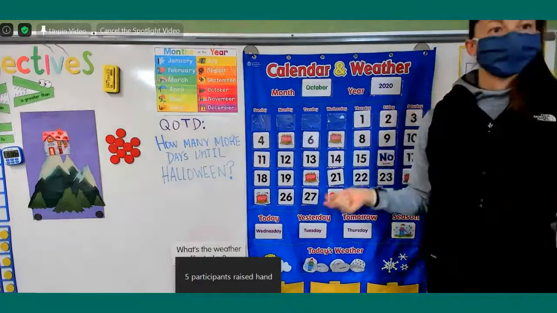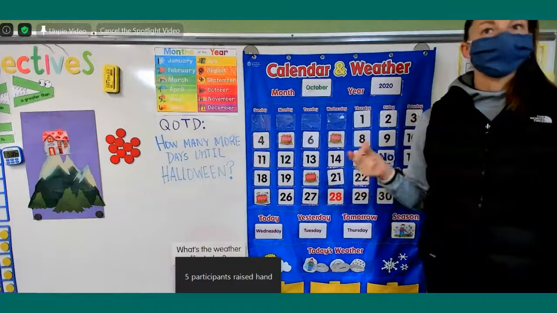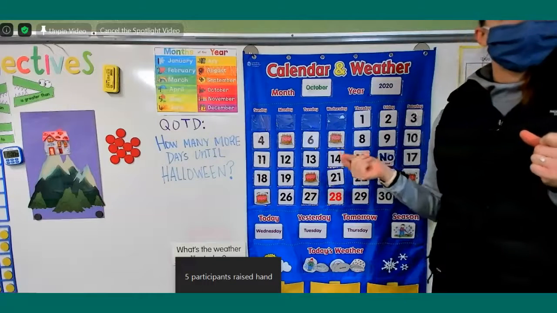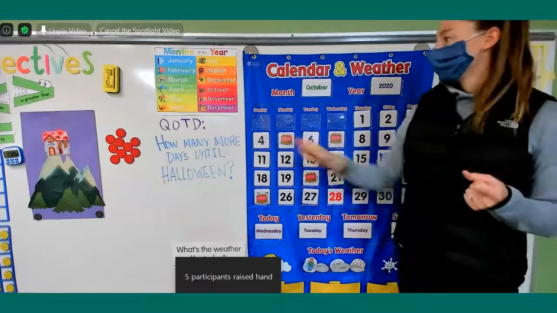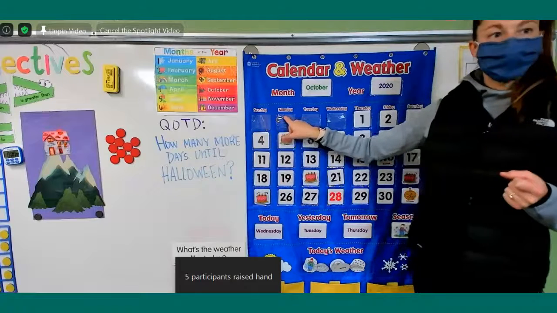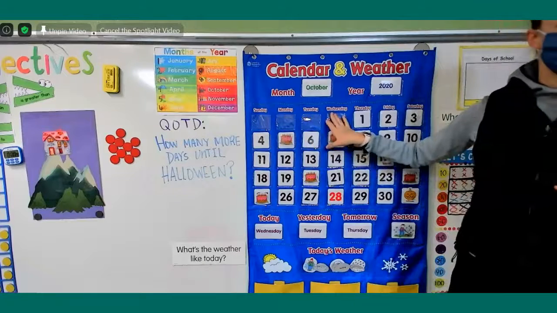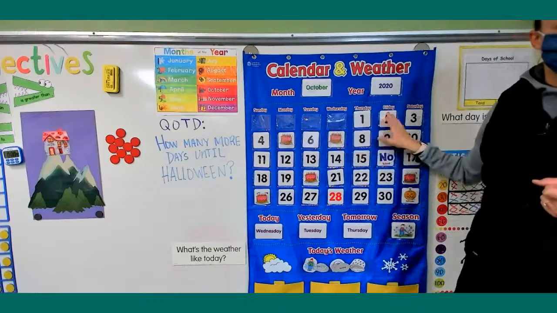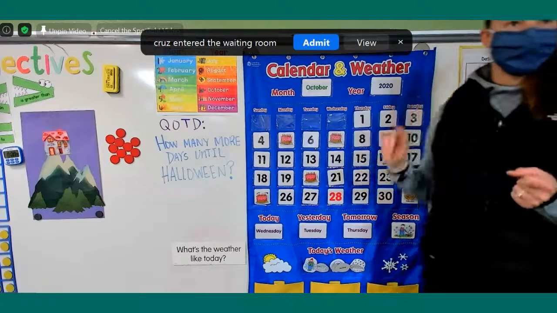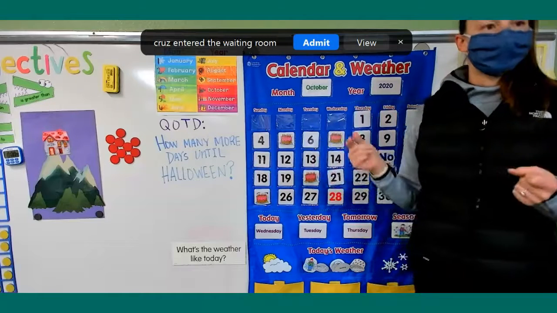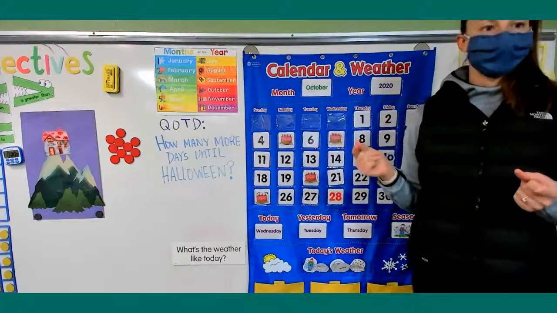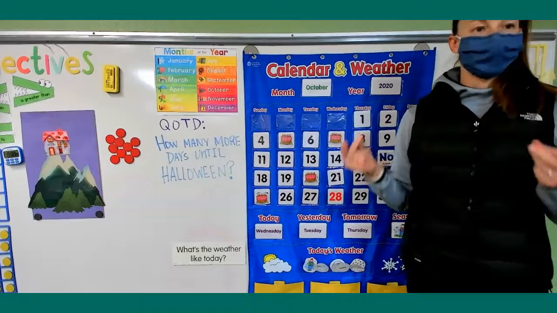Days of the week. Days of the week. There's Sunday and there's Monday. There's Tuesday and there's Wednesday. There's Thursday and there's Friday. And then there's Saturday. Days of the week.